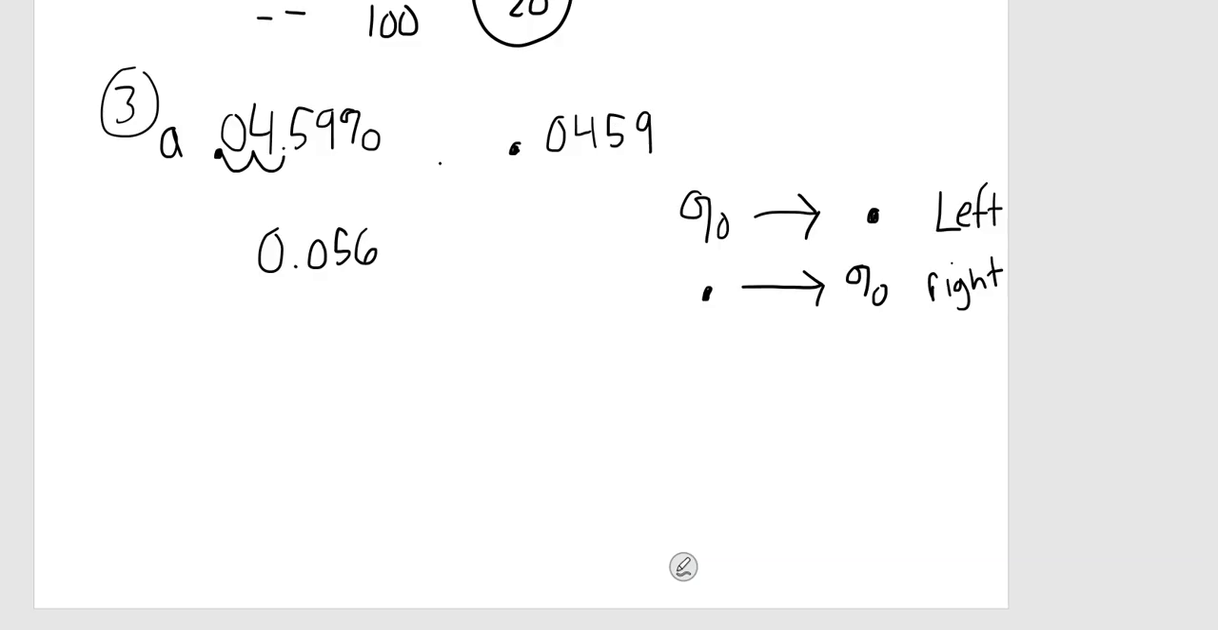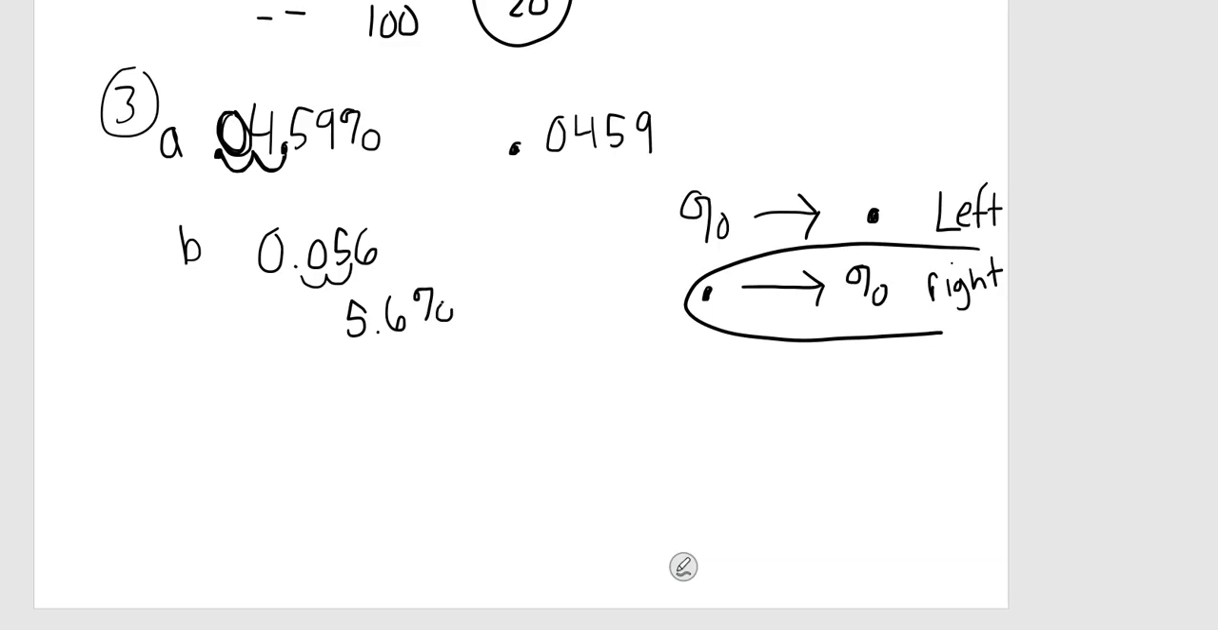Okay, so for A, we were writing this as a decimal. We wanted to get rid of the percent sign. So our decimal was right here. We moved it 2 places to the left, and then we had to put a 0 in the empty space. For B, we have 0.056. If we want to write this as a percentage, to go from a decimal to a percent, remember we move to the right 2 places. So this would be 5.6%.